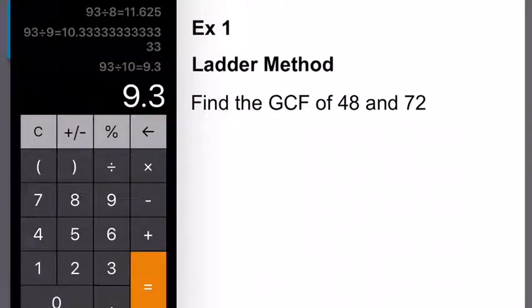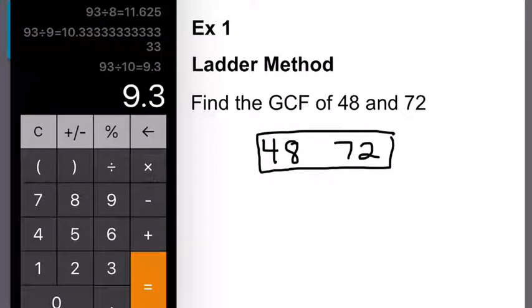So my first step is to write both of the numbers that I'm going to find the GCF for. So here I have 48 and 72. And I am going to put a box around those numbers. Then you're going to think of a number that you can divide both of those numbers by. You don't have to think of the largest number. Use your divisibility rules. I always start with 2 if they're both even. Both of these numbers are even, so I know that they can be divided by 2.